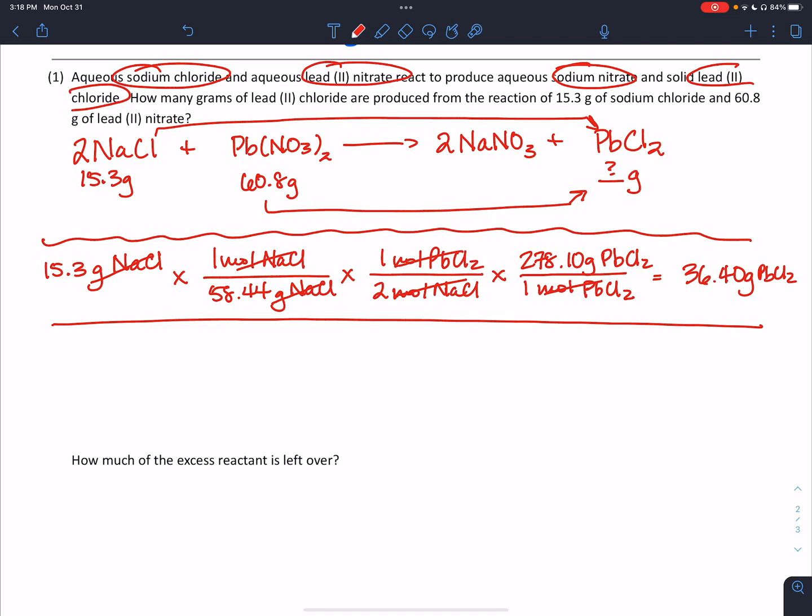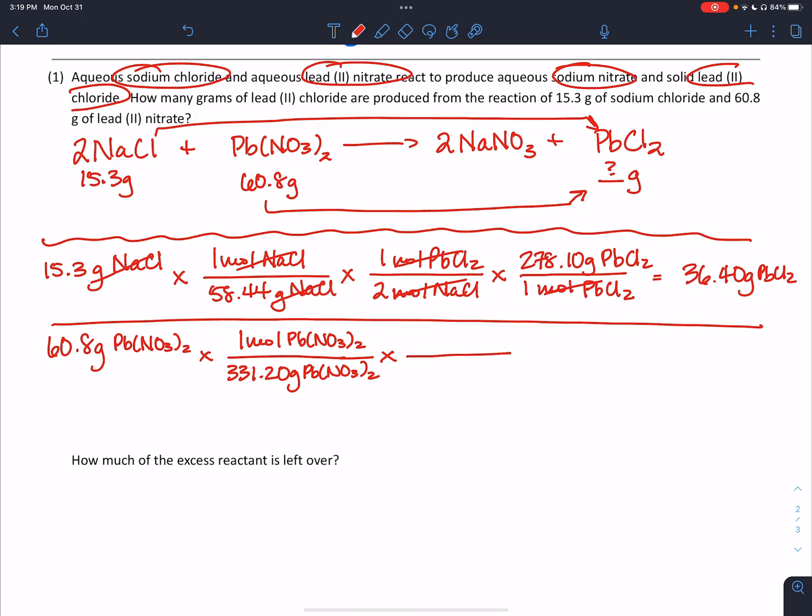Now we need to repeat, but we're going to start with the 60.8 grams of the Pb(NO3)2. All right, just like we saw before, our first step is to go from grams to moles. And using the molar mass, 1 mole of Pb(NO3)2 has a molar mass of 331.20. All right, now we're in the mole, but we need to convert over to moles of lead 2 chloride.